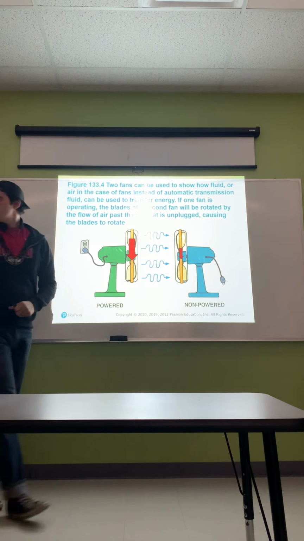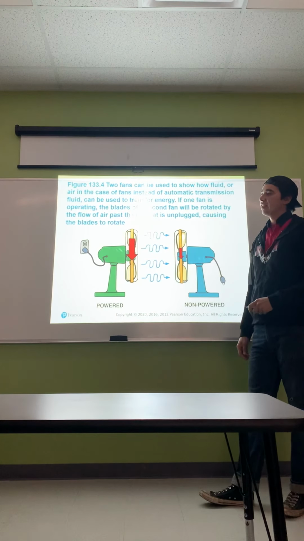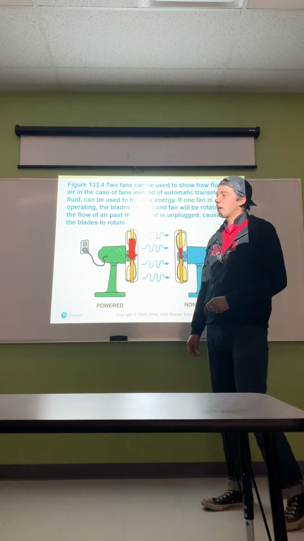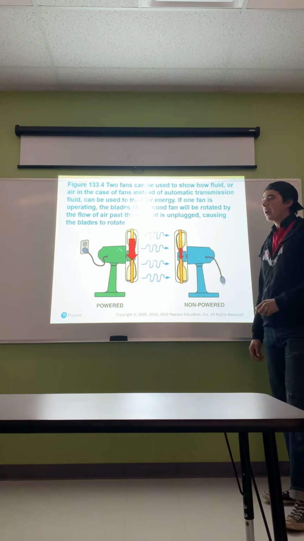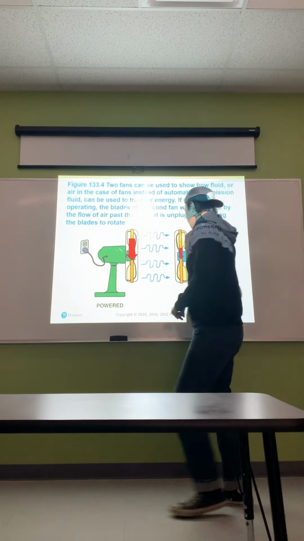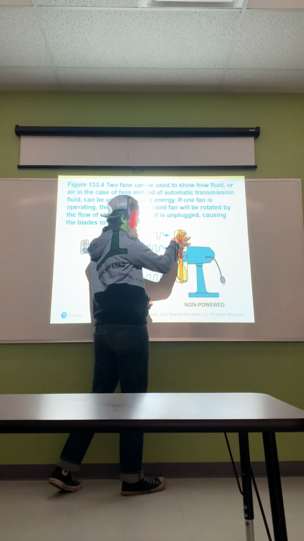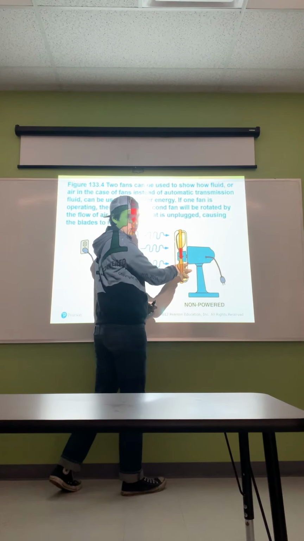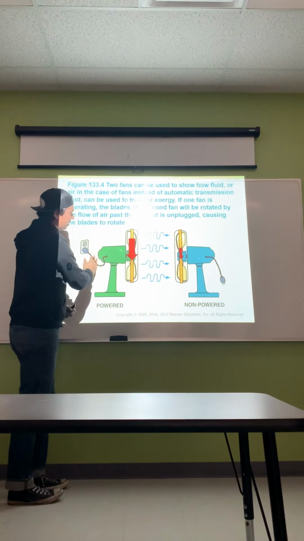Two fans can be used to show how fluid or air, in this case fans instead of automatic transmission fluid, can be used to transfer energy. If one fan is operating, the blades of a second fan will be rotated by the flow of air past the fan that is unplugged, causing the blades to rotate. So this first one is non-powered. This is the section that's attached. You can think of this portion as the piece of the torque converter that's attached to the transmission. This is the side that's attached to the engine.